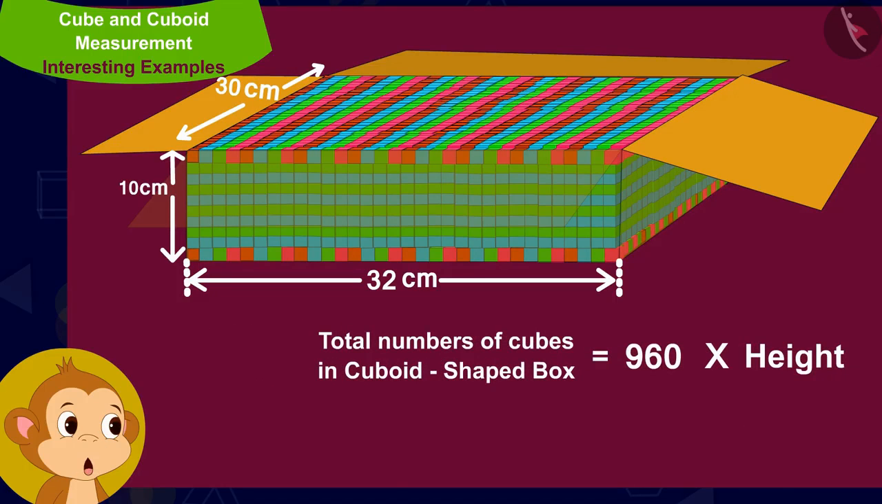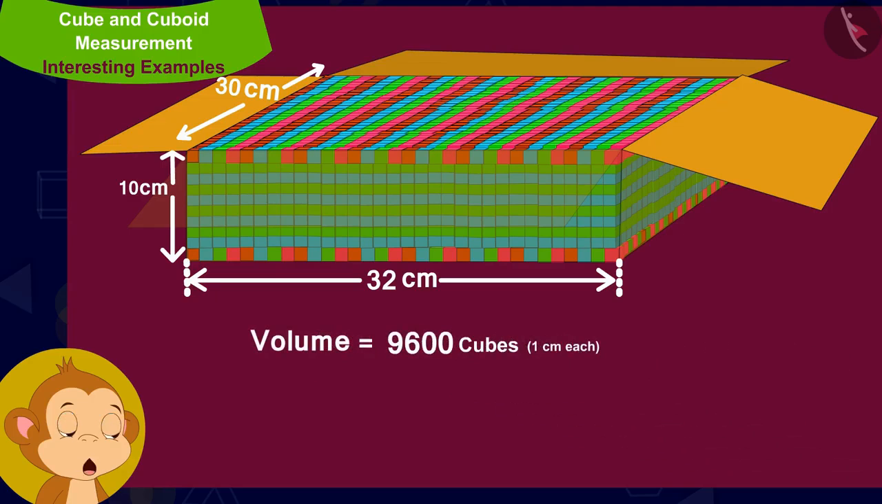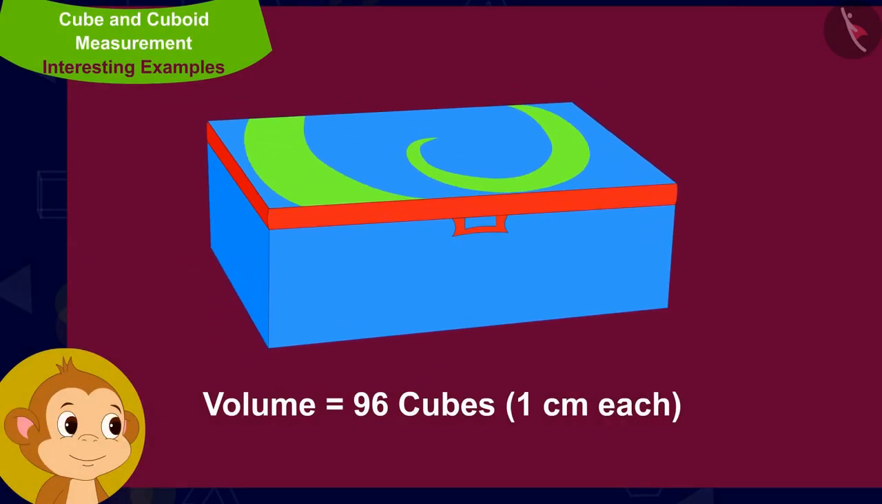The box will have a total of 960 times 10, 9,600 cubes of dimension 1 centimeter each. In other words, the volume of this cuboid shaped box is equal to 9,600 centimeter cubes. The volume of a compass box is equal to 96 centimeter cubes.